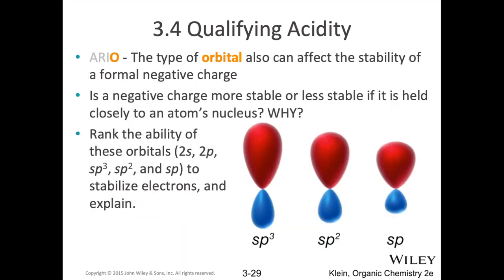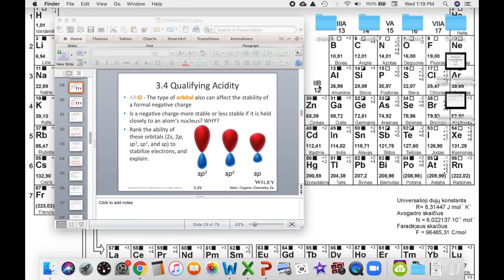The last thing we look at then, if we're tied with everything else, the last tiebreaker is the orbital that we have. Basically, if you have a negative charge closer to an atom's nucleus, that's going to, those opposite charges. Let's pause here. I need to read up on this a little bit.